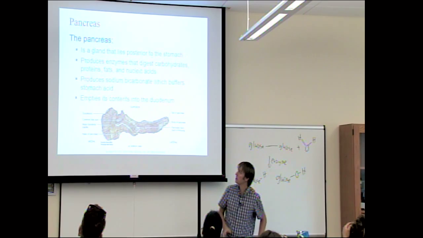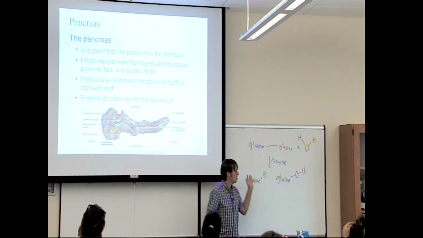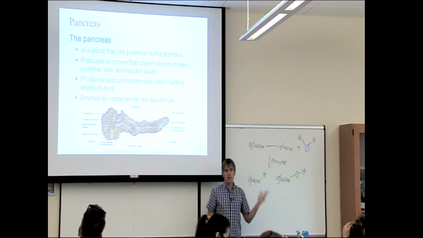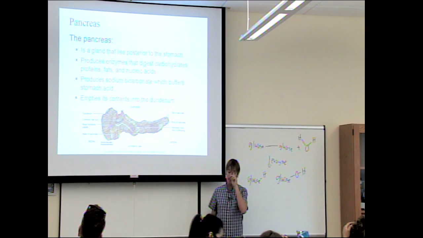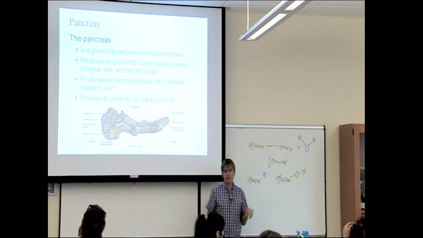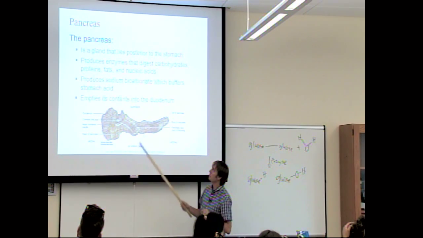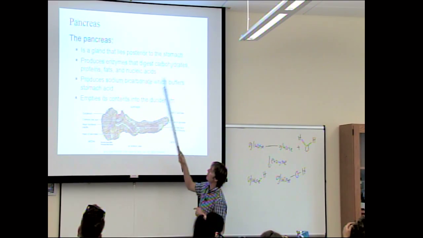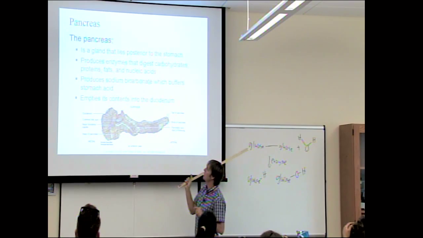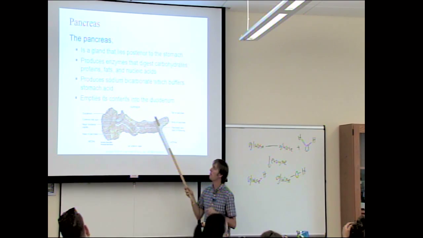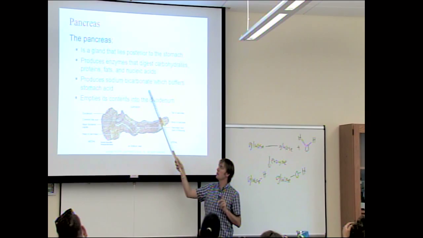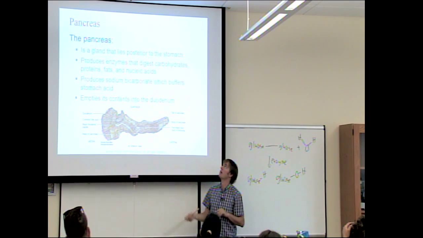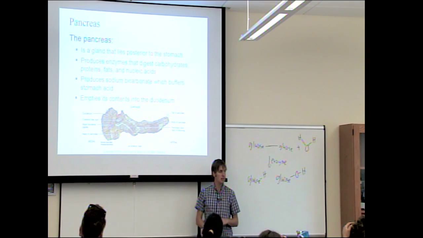And of course, those different macromolecules, they have different shapes. So you need different enzymes that are going to recognize those different shapes to cut those molecules up. So it makes enzymes that break down carbohydrates, proteins, fats, nucleic acids. And a second thing it does that we'll talk about a little later is it makes sodium bicarbonate, which I think I mentioned last time.